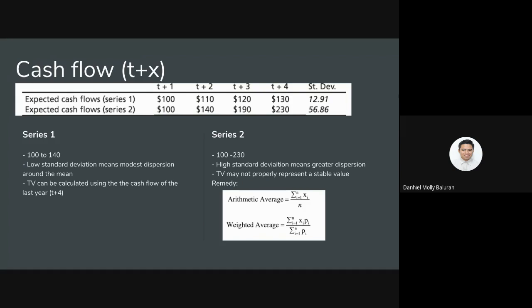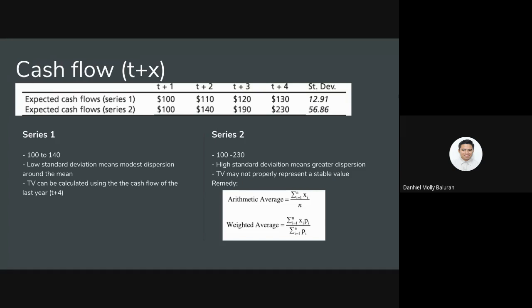So the answer, if you calculate it, is 165. The other one is weighted average. You assign weights to each of the cash flows, and the way you assign it is, for the t plus one, you assign a higher value. So you assign times 4. So 100 times 4 plus 140 times 3 plus 190 times 2 plus 230 times 1.